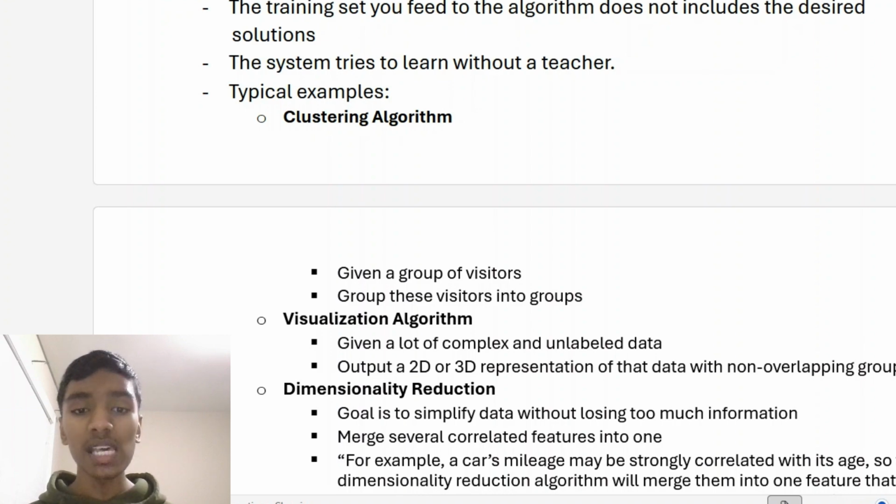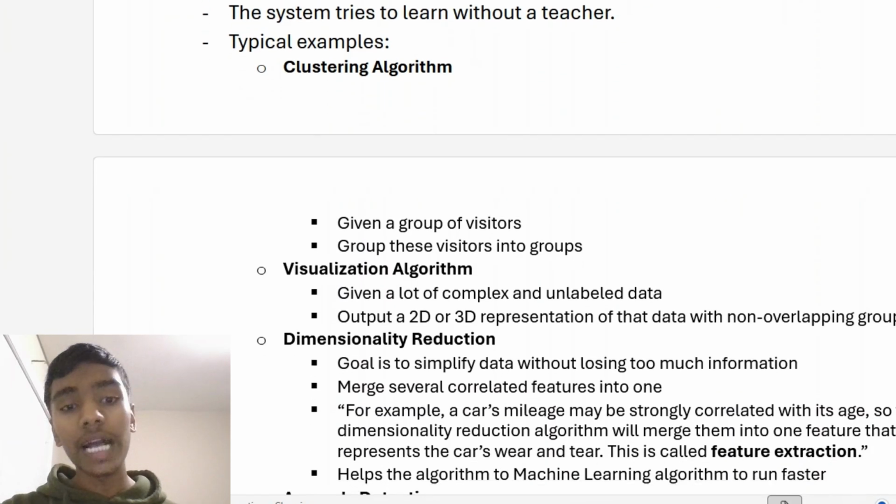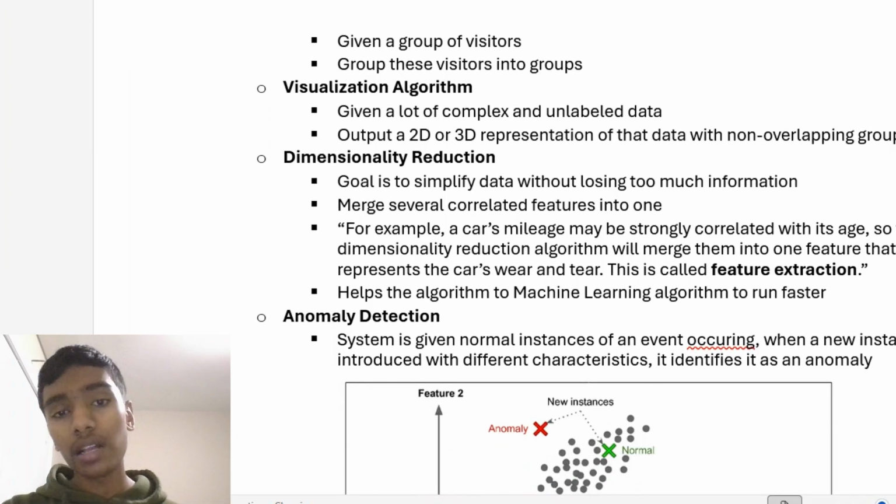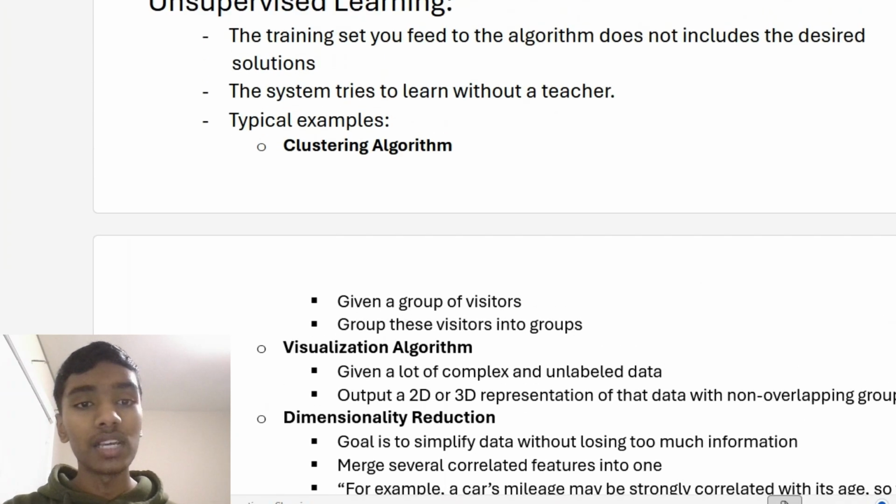But none of this information is labeled. All we're doing is giving it predictors, right? Predictors or features, I guess you could say as well. So that's what the clustering algorithm does. The clustering algorithm is an example of unsupervised learning.